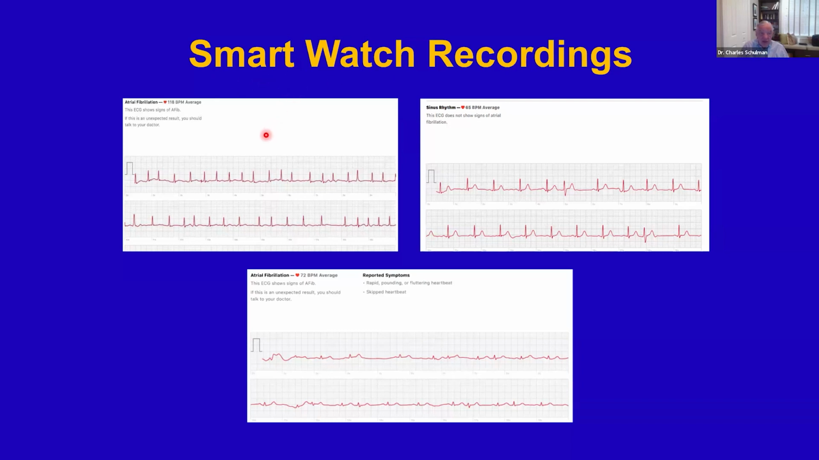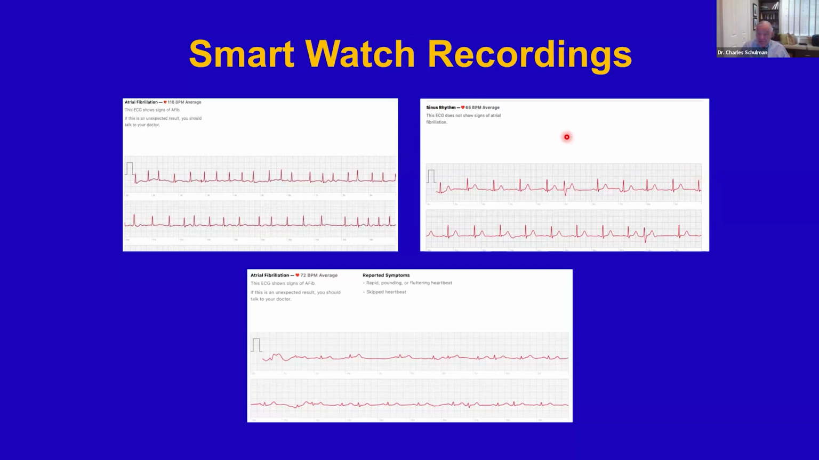So this is a smartwatch recording, and the smartwatch says that this person has atrial fibrillation at a rate of 118 beats per minute. And as you look at the tracing, it's a pretty good tracing. It's a pretty clear tracing. What you do with your smartwatch is you make the recording, and then you can export it as a PDF to your phone or to your email and print it out and have a look.